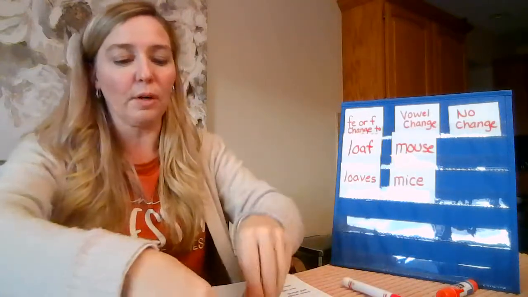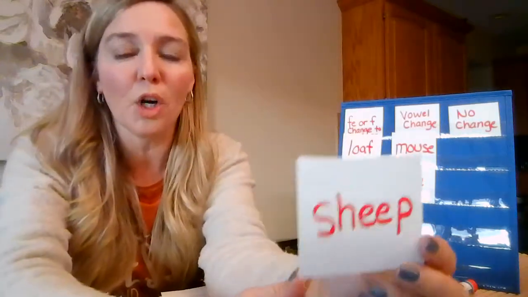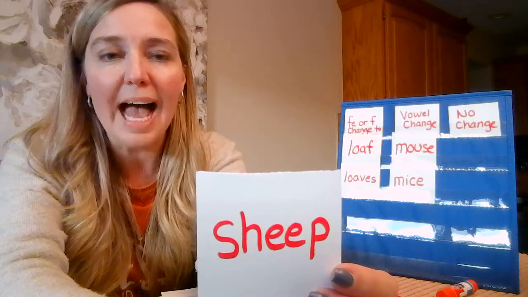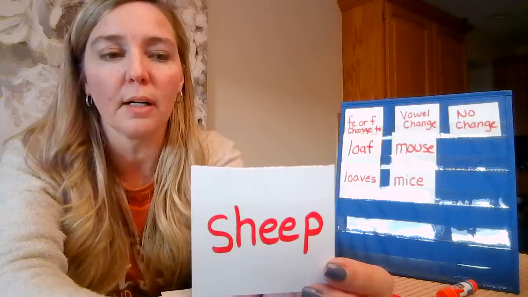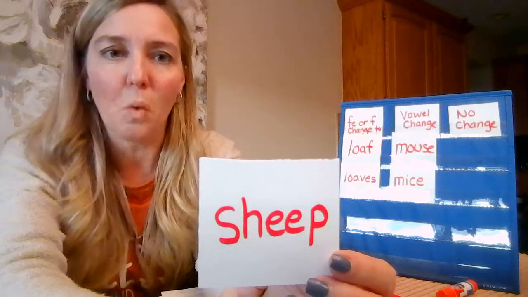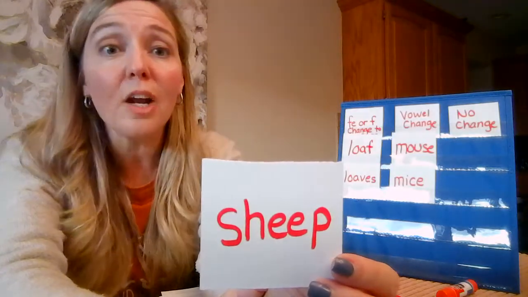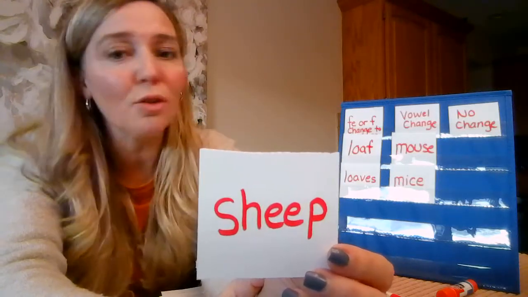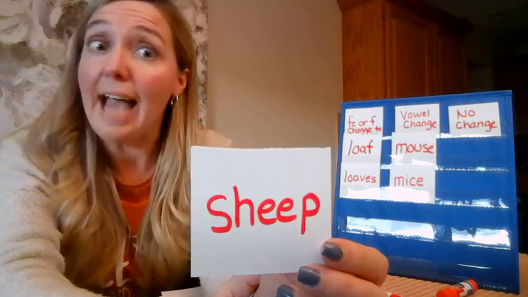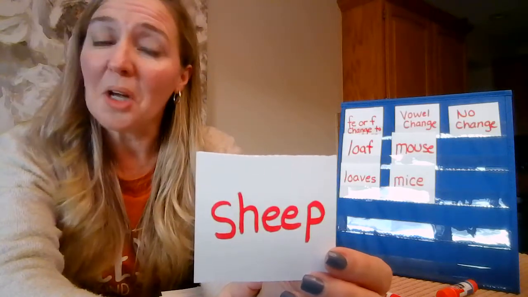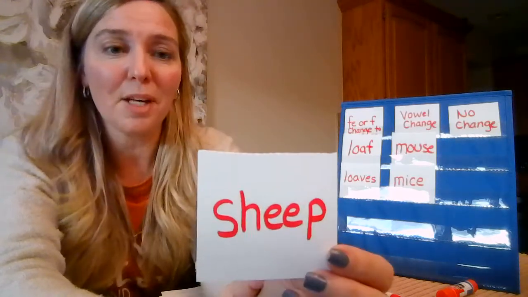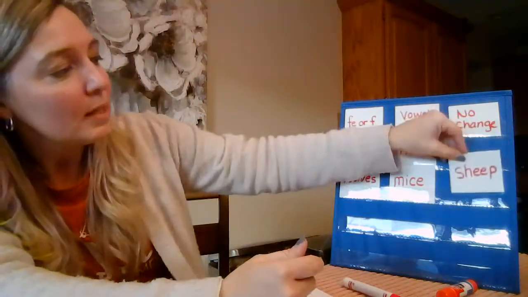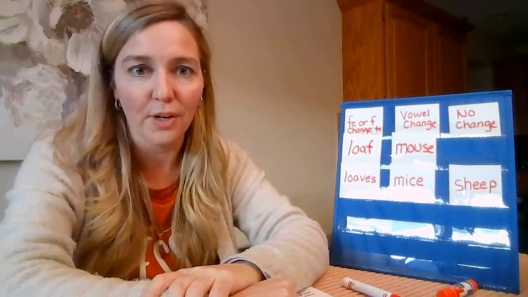And my last word here is the word sheep. I saw a sheep on the way home from work. That means one. Look at all those sheep over there. Sheep has no change at all. I can talk about one sheep, or I can talk about many sheep. Sheep has no change. So that one goes right over here.